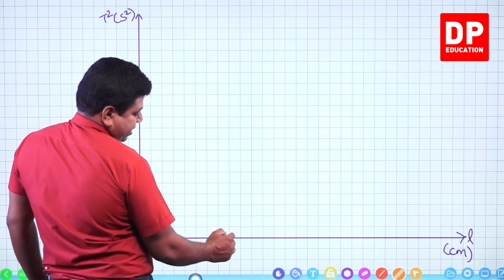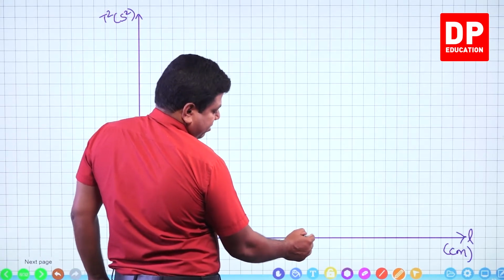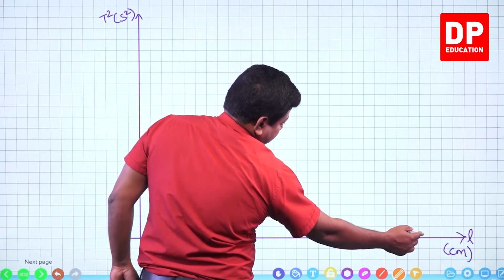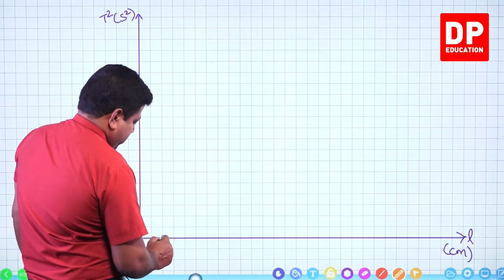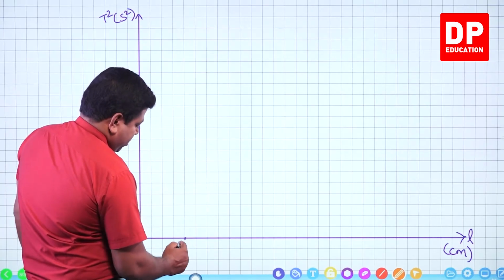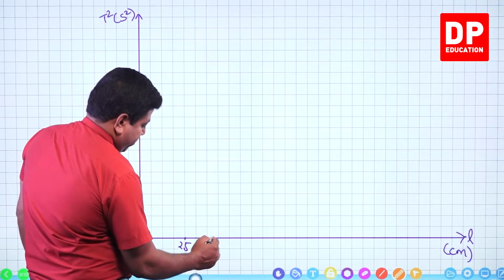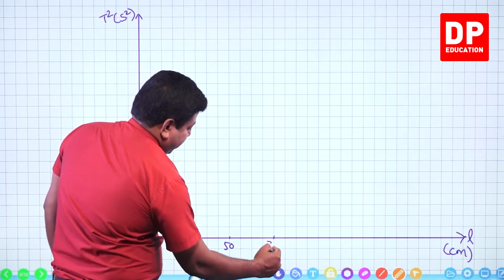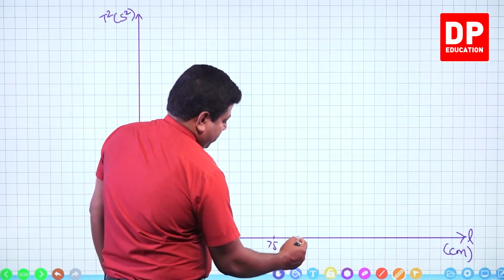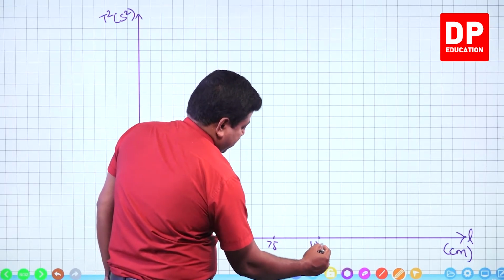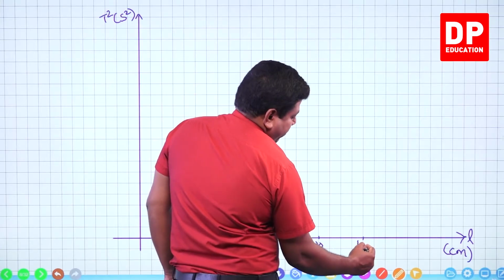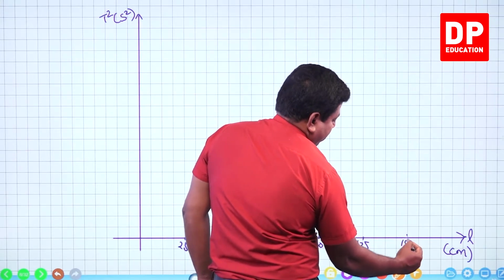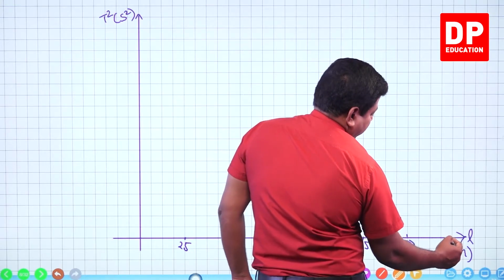So we'll take the scale like this: 25, 50, 75, 100, 125, 150, and this point will be 175.